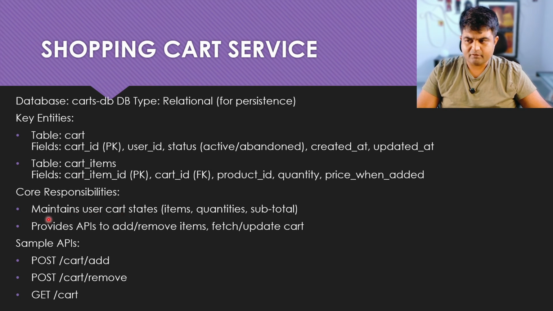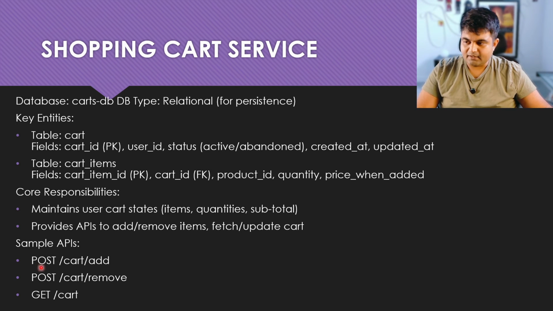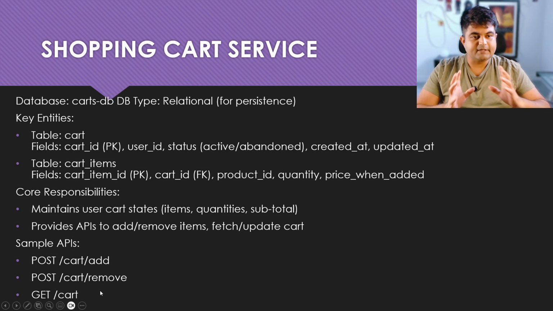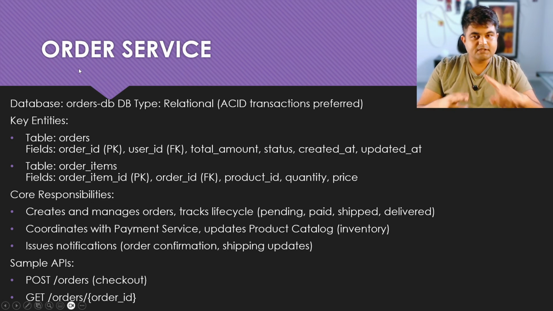Responsibility is quite straightforward: it maintains the user cart state like items, quantity, and subtotal, and we have the APIs to add and remove items from different carts. These are the APIs that we would recommend: we can add items to the cart, we can remove items from the cart, and we can get the details of what is currently present in any given cart. Then we have our order service. The order service uses a SQL DB for a very simple purpose.